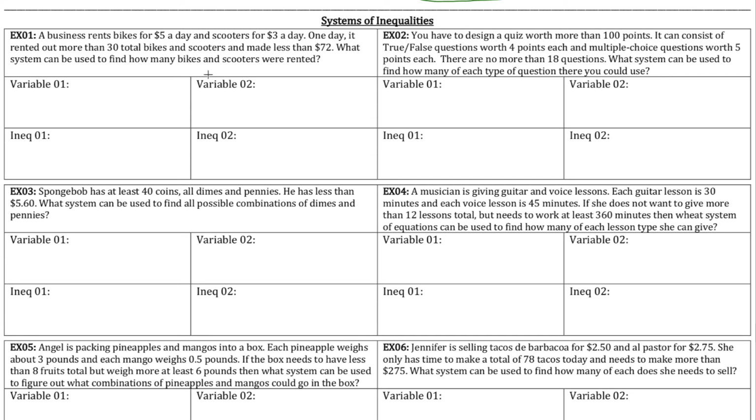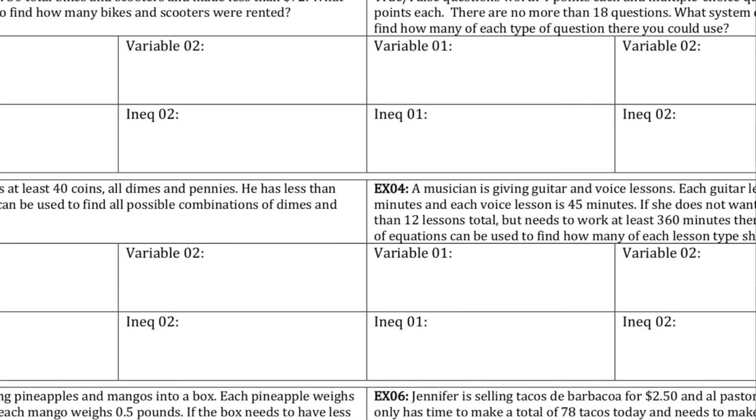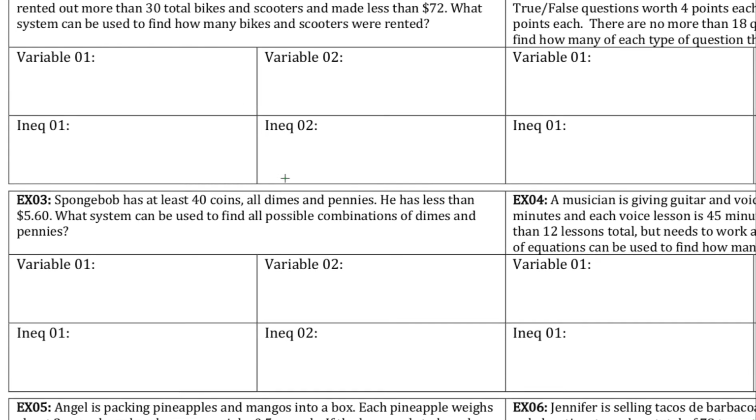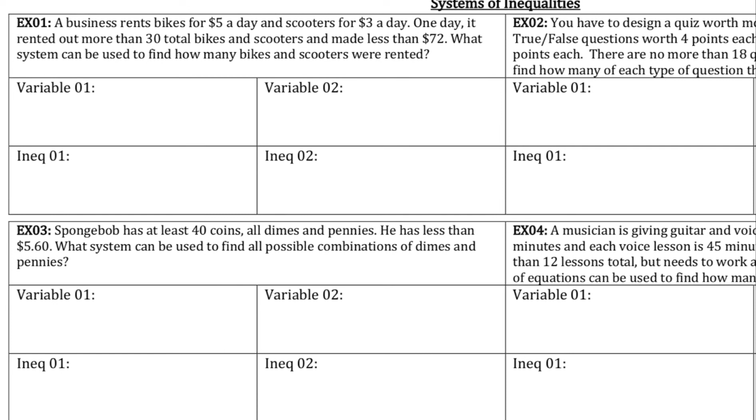First thing, I am going to attempt to zoom in so y'all can see this a little better. Okay, there we go. So it wants to know what system of inequalities can be used to find the number of bikes and number of scooters sold.